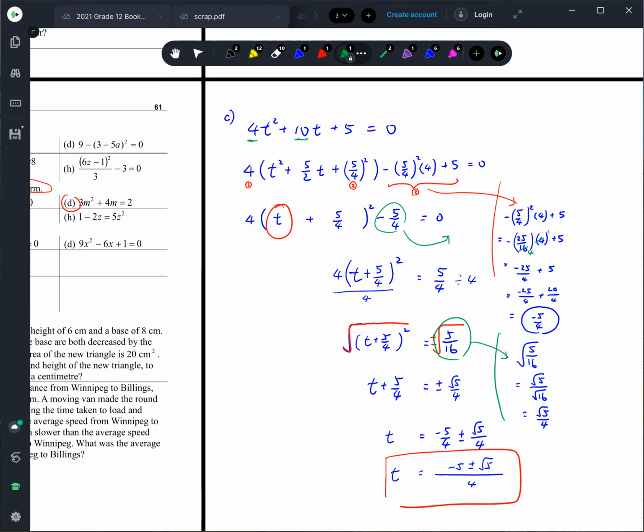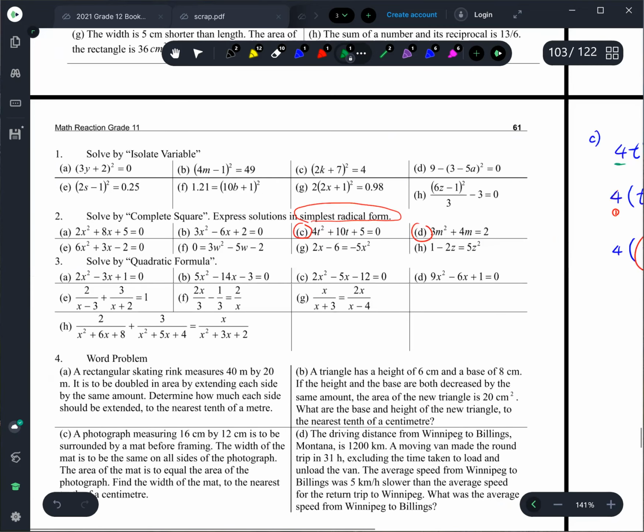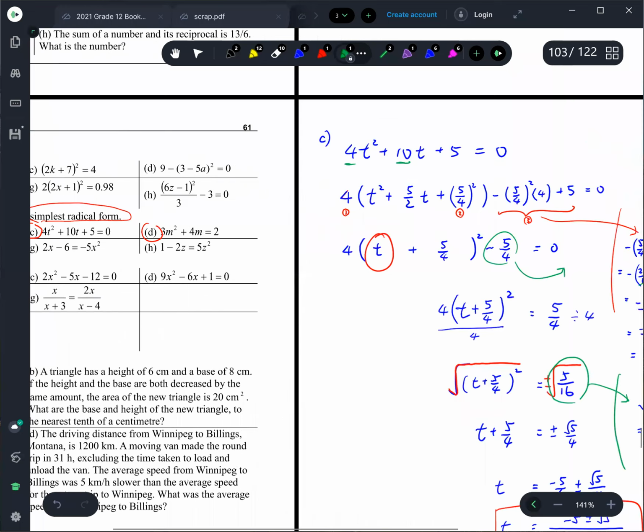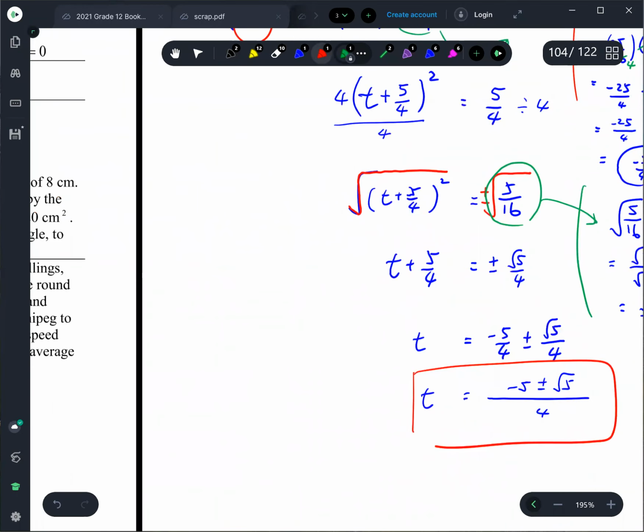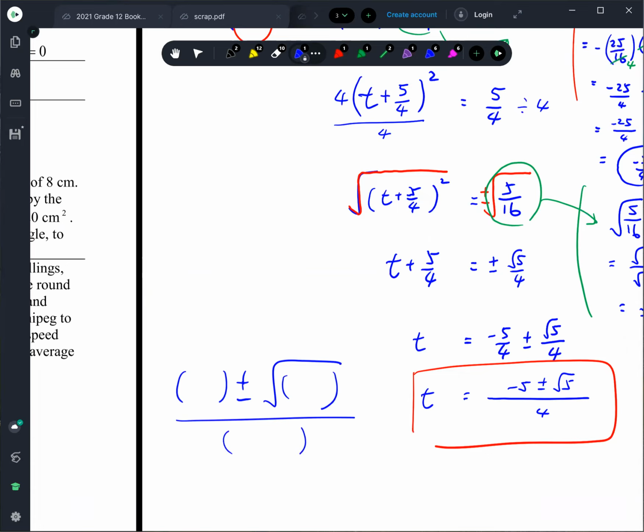Okay, so the answers, right, as you do all the A, B, C, D for your homework, you will see that all the answers have this form: negative something, or it doesn't have to be negative, sometimes it could be positive, right? It will be something plus or minus square root of something, over something. Each question for A, B, C, D is like that, okay?